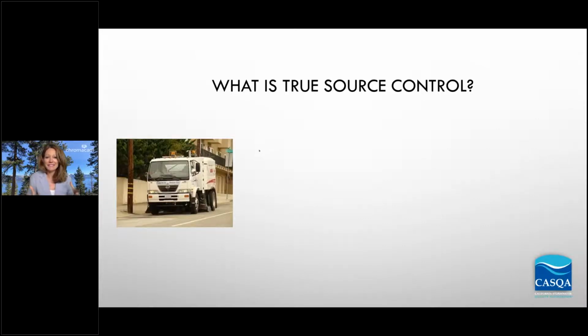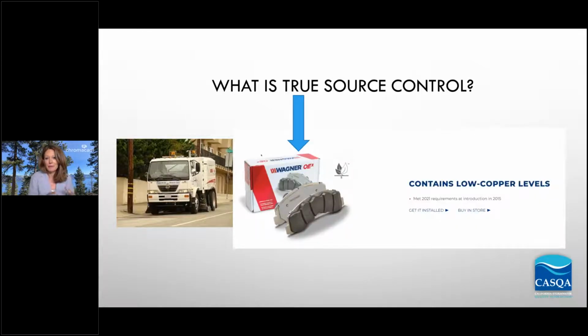So typically, here's a street sweeper. Sometimes when people think about source control, this may be what they're thinking about, right? The street sweeper's out, it's collecting trash, it's collecting even some of the dirt and particles where metals might be adhered. So that is one kind of source control. But when we talk true source control, I had found a good introduction from Rachel on the copper brake pads. This is one of the big things that CASQA did, and I'm going to talk about it more when we talk about our success stories.